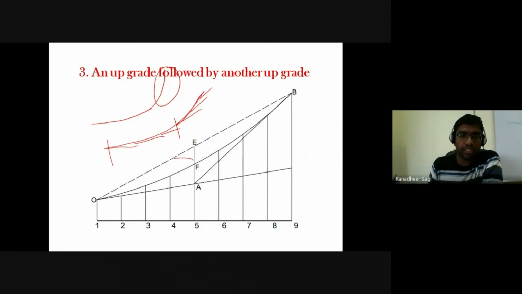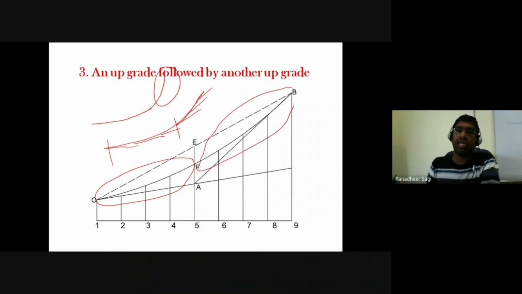In this region of the curve, the slope of any tangent drawn is positive. In this region also, any tangent drawn to that portion of the curve is positive. Tangent or slope is positive. However, the magnitude of the slope you calculate is not going to be the same in both cases. Such a curve is called an upgrade followed by another upgrade.